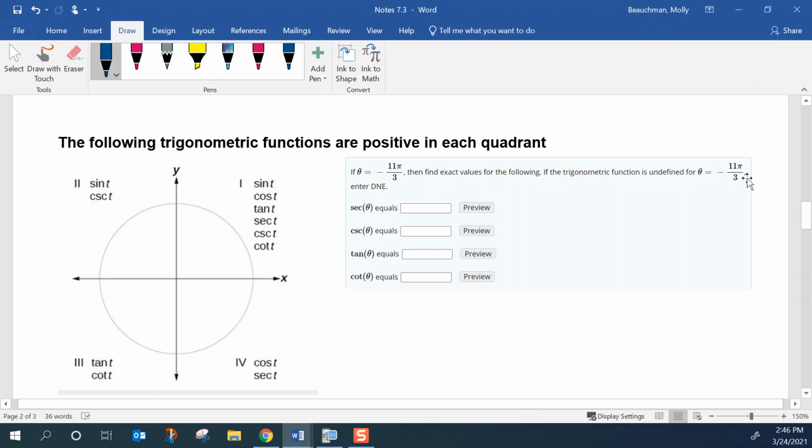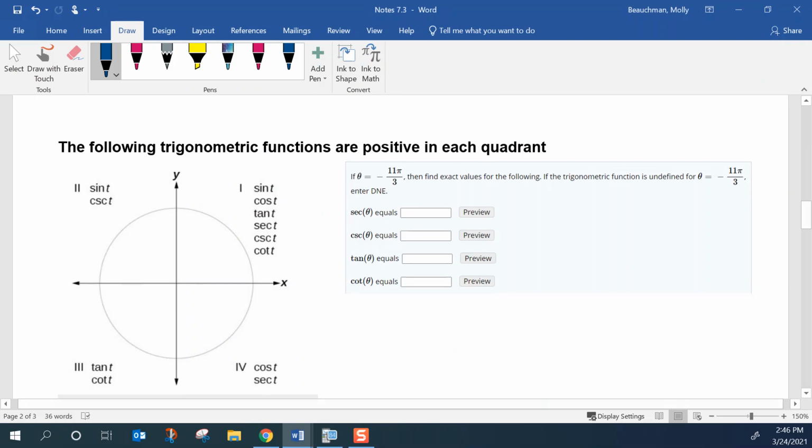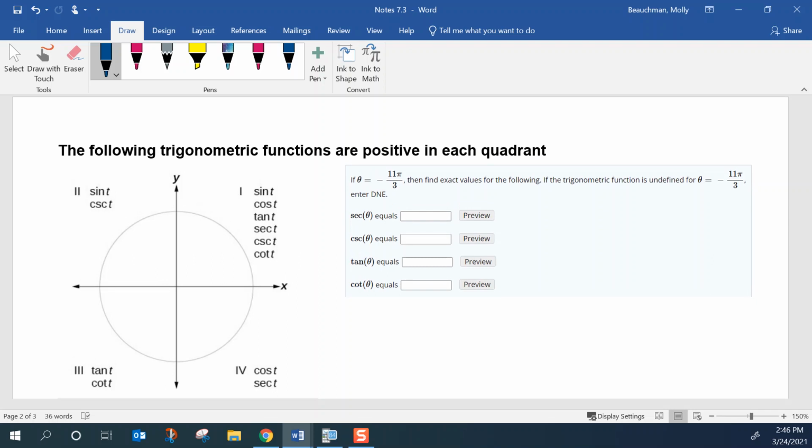So remember, 1 revolution is 2 pi. So if I'm going to rotate 2 pi over 1, that's the same thing as 6 pi over 3. So if I'm rotating 11 pi over 3 minus 6 pi over 3, I get 5 pi over 3.